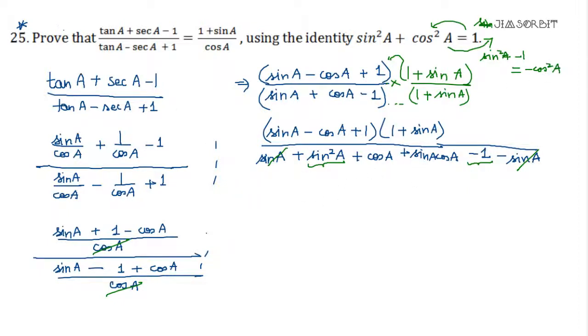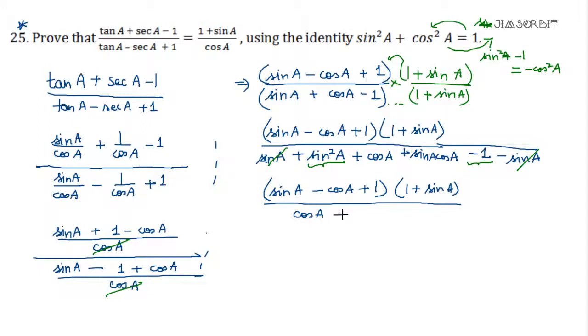So we can substitute it. Let us do that. So we will have sin A minus cos A plus 1 in brackets, 1 plus sin A, upon, now sin square A minus 1 is what? Minus cos square A. I'm just writing cos A first, sin A cos A after it, and then I'm writing minus cos square A. Just minus is there now, so I'm writing it in the last.